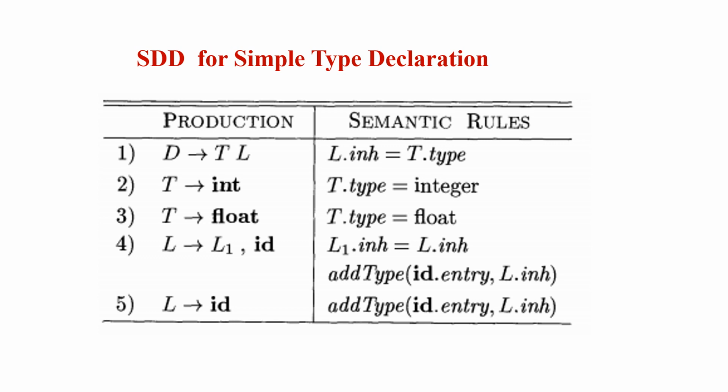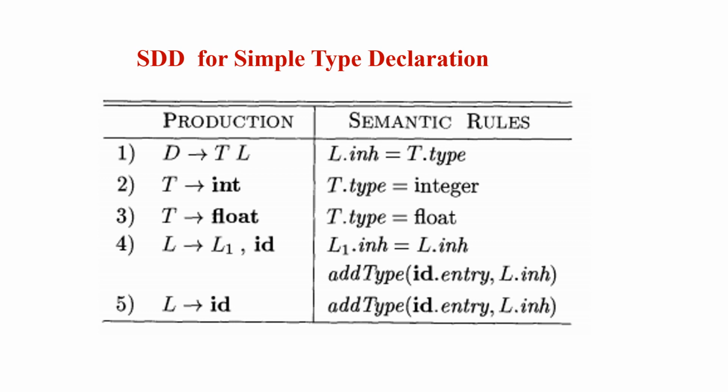Then T tends to, we know what is inherited. Inherit means a value from siblings as well as the parent node. T is a different type. It is an int type or float type. L represents the production L1 comma ID. L1 is a list of identifiers which is separated by comma.